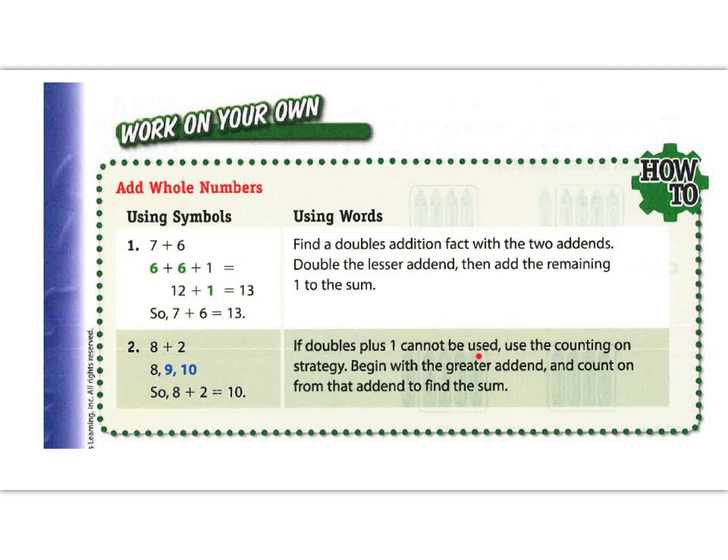If the doubles plus 1 cannot be used, use the counting on strategy. Begin with the greater addend and count on from that addend. So 8 plus 2: 8, add 2, 9, 10. So 8 plus 2 is 10.